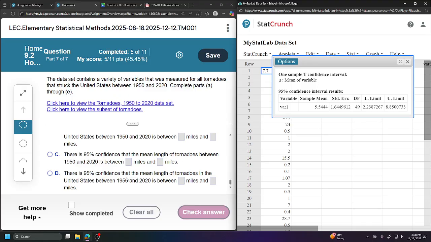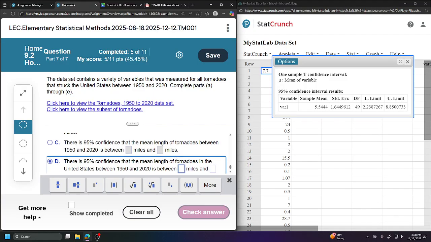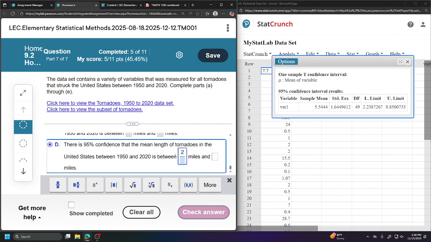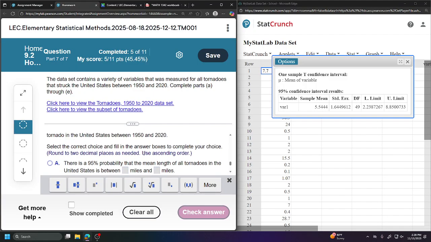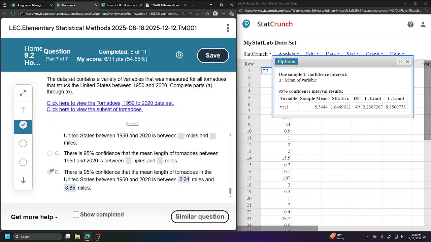mean length for tornadoes, like the whole tornadoes in all of America. The population, hold on. What is the numbers here? 2 decimals. 2.24. Yeah, and 8.85. 2 decimals. Again, I chose this last one because it was with confidence, and it says the mean length of all tornadoes in America, essentially. The population. That was the point that we needed to click on that one, okay?